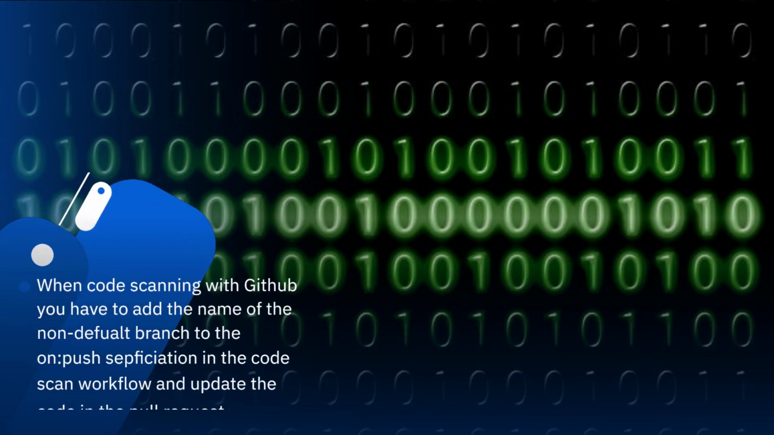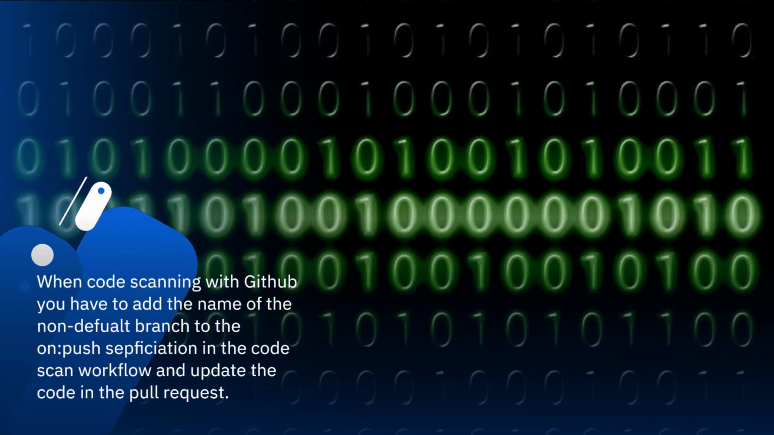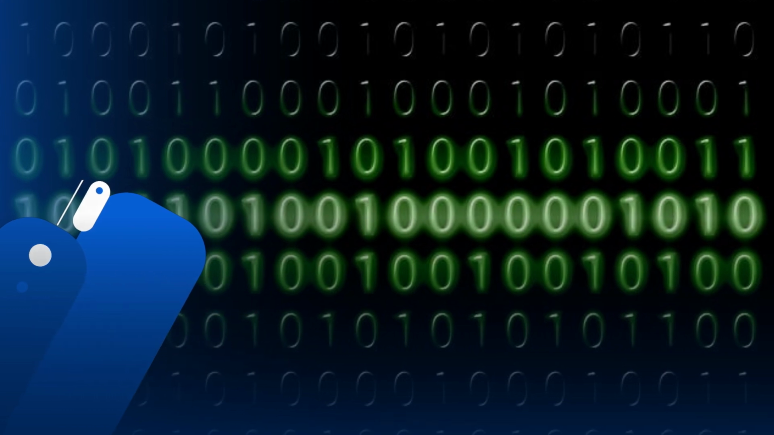When code scanning with GitHub, you have to add the name of the non-default branch to the push specification in the code scan workflow and update the code in the pull request.